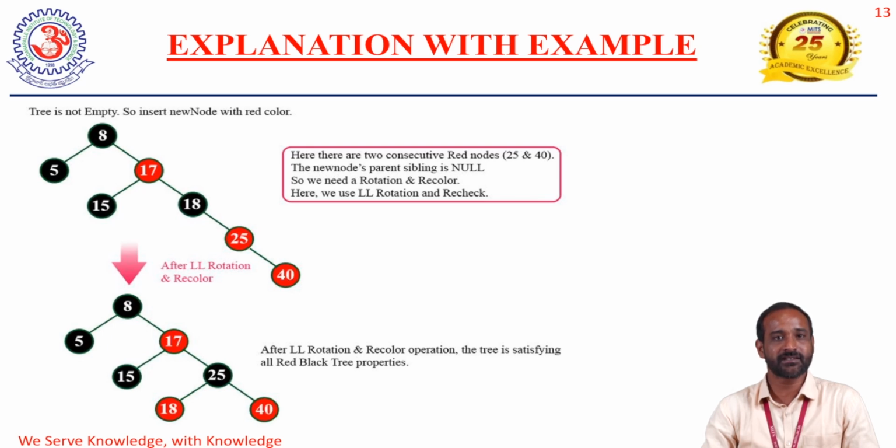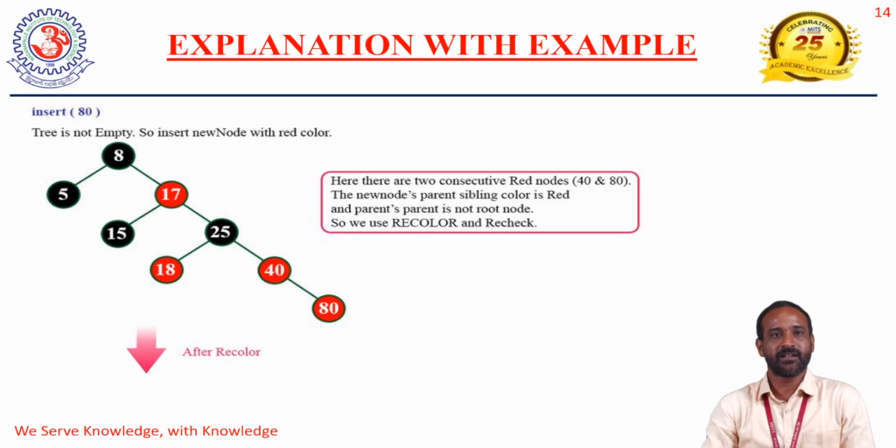What are the 6 properties we have discussed before? All 6 properties are satisfied by this tree. Right. Now the next element, 80. We are going to insert 80, which is a new element. We compare 80 with the root element 8. 80 is greater than 8, so we place 80 on the right side of the tree.